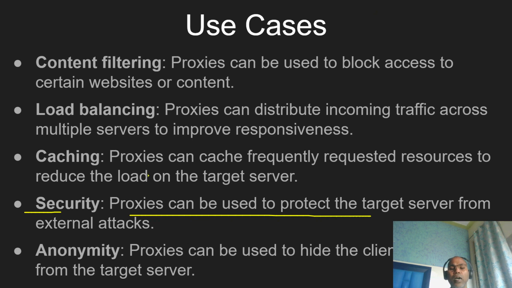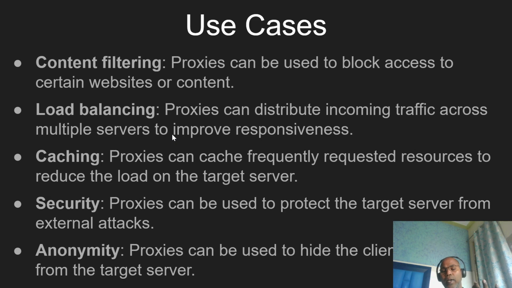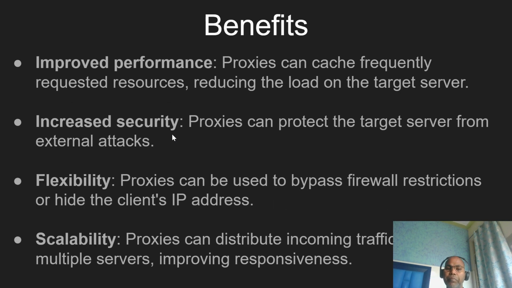Sometimes you can use a proxy for anonymity. A proxy can be used to hide the client IP address from the server. So sometimes you want to hide the IP of our client from the internet, or hide our customer's IP from a particular server, then you can use a proxy. The proxy can serve content filtering, load balancing, caching, and security. There are many roles and scenarios where you can decide to use a proxy.